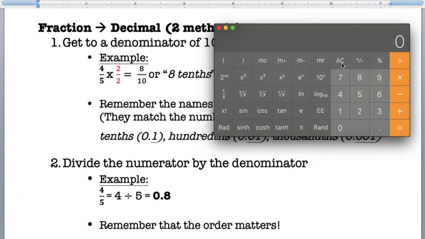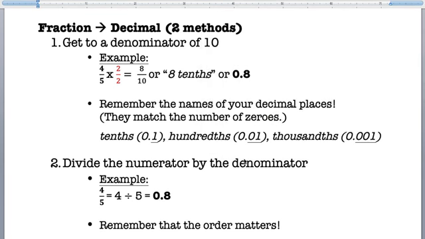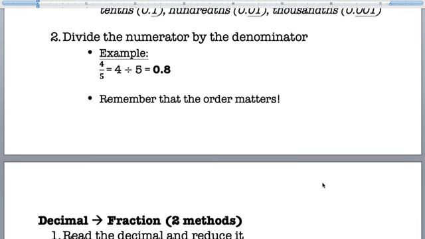So if I were to switch to 5 divided by 4 now, that will not give me the correct answer. It'll give me 1.25 or 1 and 25 hundredths or 1 1/4. And that's not correct because your numerator is smaller than your denominator, so it should not be a mixed number. It should be a number less than 1 because 4/5 is less than 1 whole. So the order really does matter on that method. So that's how you change a fraction to a decimal, two different methods.